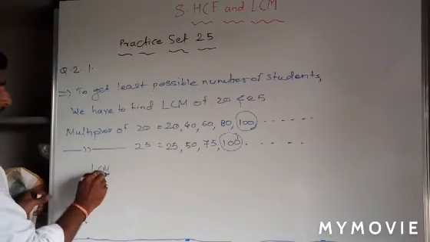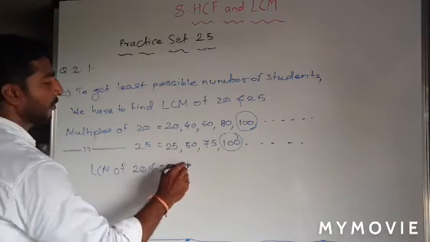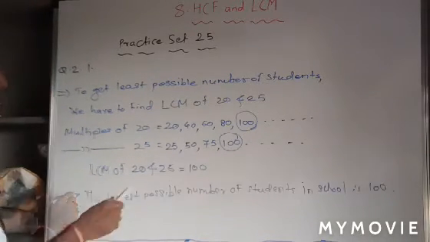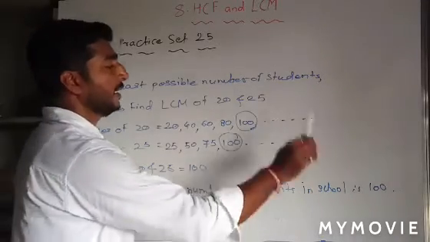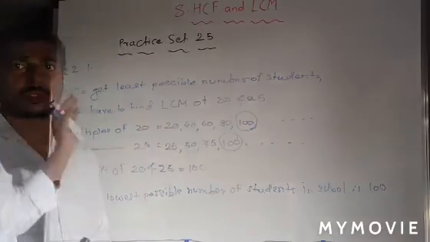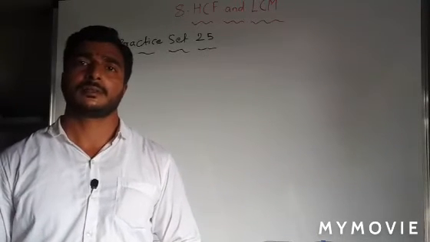So you can write down, LCM of 20 and 25 is how much? 100. So you can get, therefore, the lowest possible number of students in the school is 100.